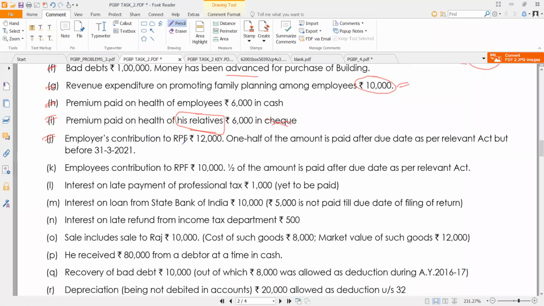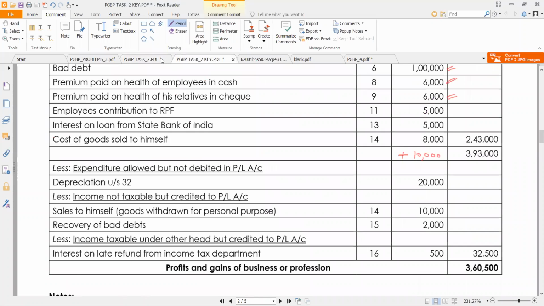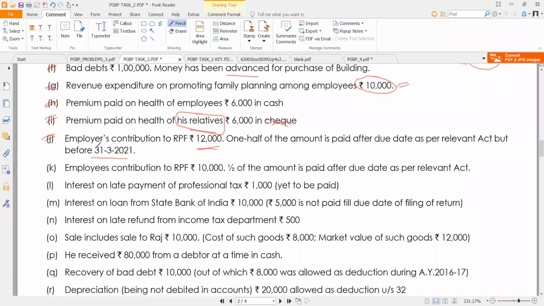Then employer's contribution to RPF is 12,000. One-off of the amount is paid after the due date as per the relevant act, but before 31st March 2021. So this is again allowable as deduction. There is no problem with that. Why? Because since it is paid before the due date for filing the return of income, that is okay.